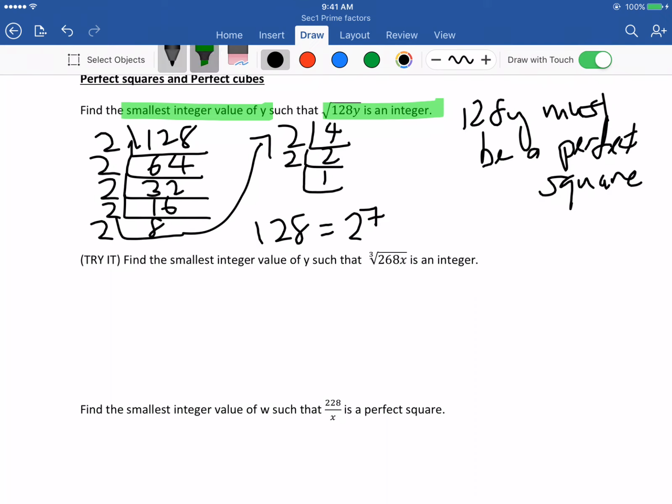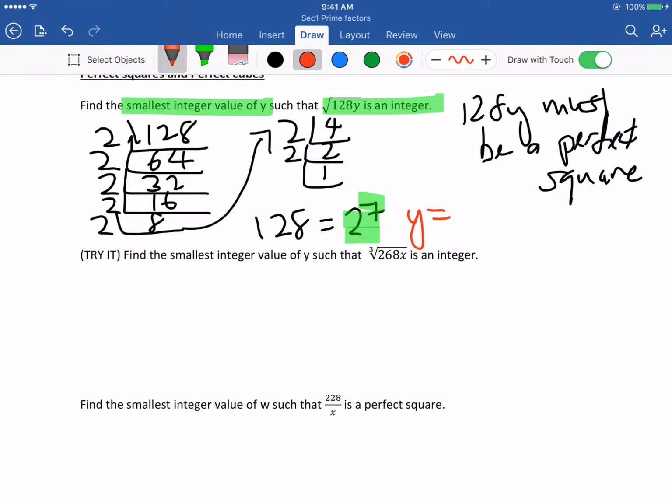Is this a perfect square? No, it's not a perfect square because the power is not divisible by 2. So what must y be such that y times this will become a perfect square? So the answer is just 2. That's the answer.